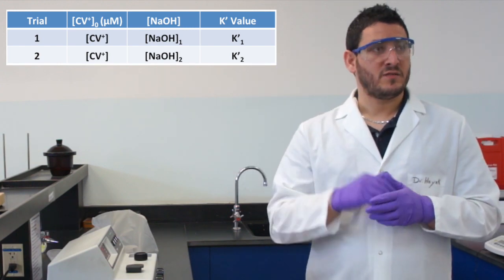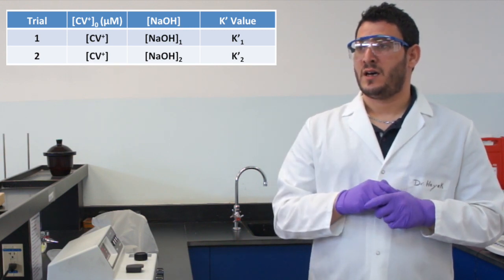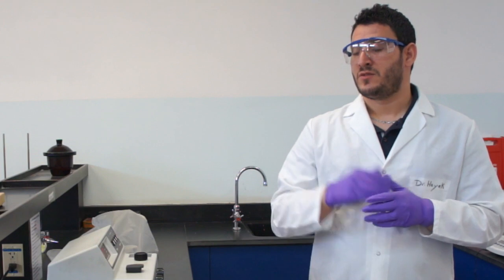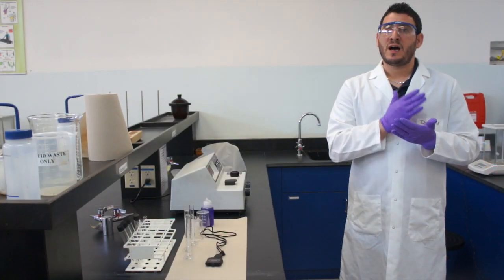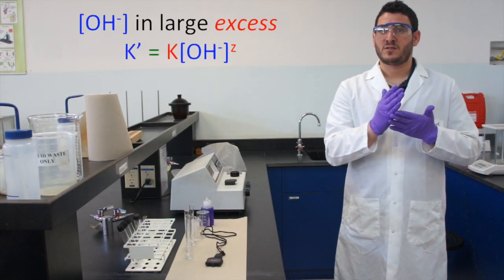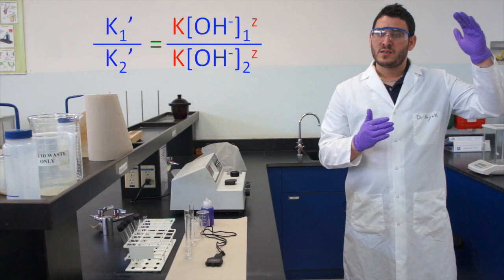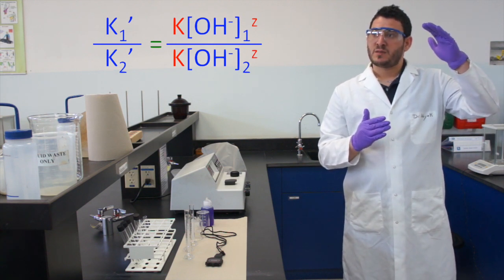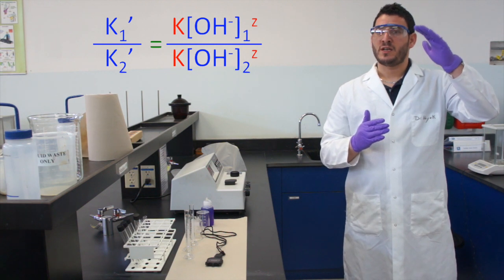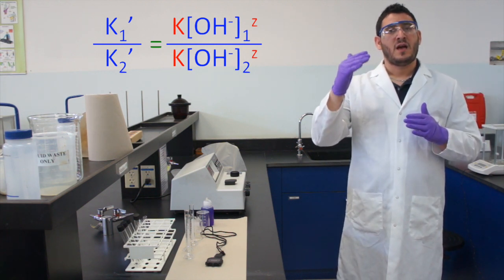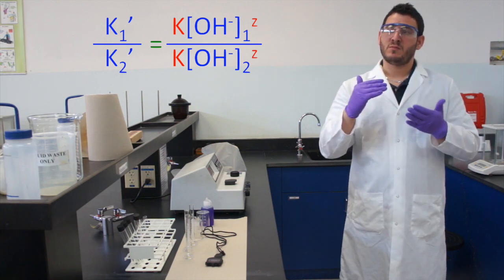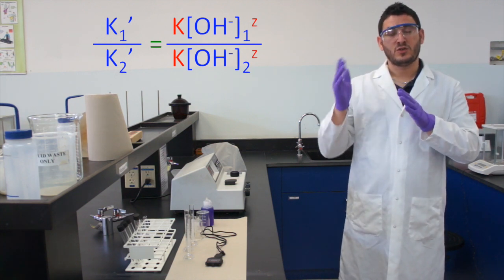You will end up having, for each trial, a different value of K prime. It's supposed to be constant, but you now have 2 different values of K prime because the concentration of OH minus is changing. So now you have K prime is equal to K multiplied by the concentration of OH minus. Now you have K prime 1 is equal to K, which doesn't change, multiplied by the concentration of OH minus 1, the first trial you did. And K prime 2 is equal to K multiplied by the concentration of OH minus 2.